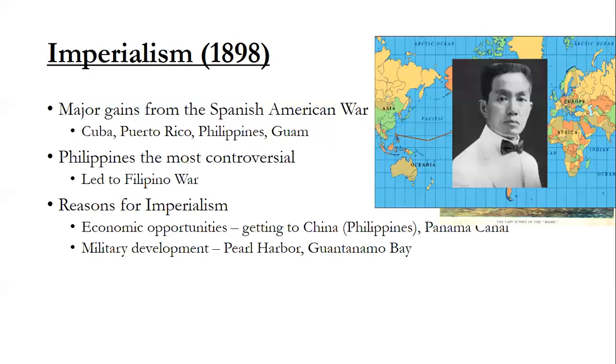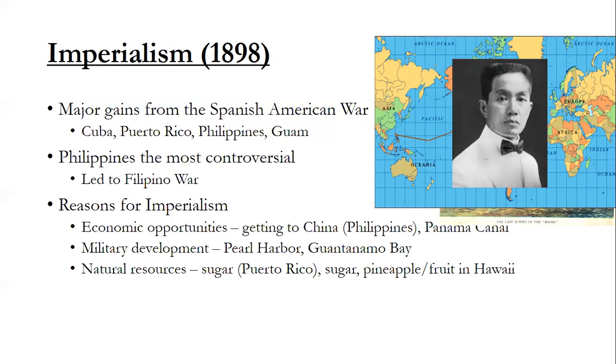Military development is also going to be really, really big. It's why we established Pearl Harbor in Hawaii, and we also had Guantanamo Bay. We still have Guantanamo Bay in Cuba. Even though Cuba was freed, we still kept military bases there. And then you could also link the Panama Canal to this military development, because it allowed us to get our military over to the Pacific Ocean much faster.